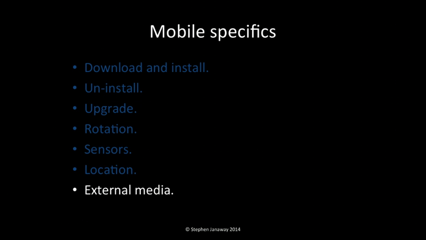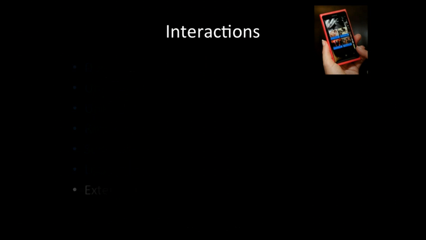Think about location, and think about external media. So if your application can write to an SD card, and that SD card in some devices is removable, what happens when that SD card is not there? Or what happens when that SD card is removed while it's being written to or read from?